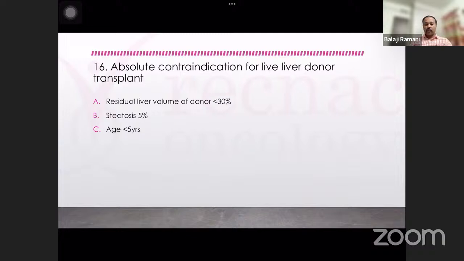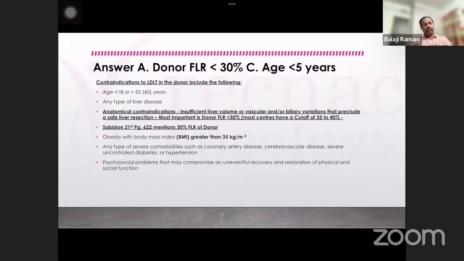So then we have the question: the absolute contraindication for a live donor liver transplant. Is it residual volume of donor less than 30, steatosis, or age less than 50 years? Now, maybe the answer is all except, because when you look at the criteria, age less than 5 years is definitely a contraindication, and an FLR in the donor less than 30 is also a contraindication. So whenever we do transplant in a live donor setting, you have to find out when there is insufficient liver volume or vascular or biliary variations that will preclude a safe liver resection. The first point whenever you do any kind of transplant is that the donor should be safe.